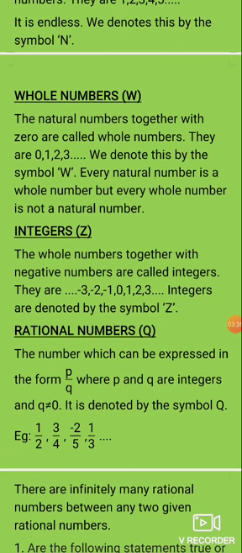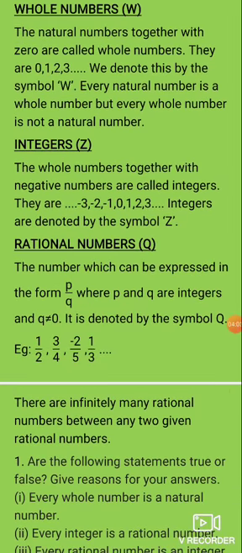Now listen carefully, one point. There are infinitely many rational numbers between any two given rational numbers. So we know the rational numbers. Then the point is what? There are infinitely many rational numbers between any two given rational numbers. Okay. So, all these numbers we know very well. Now, we can move to the problems. Simple problems are there.